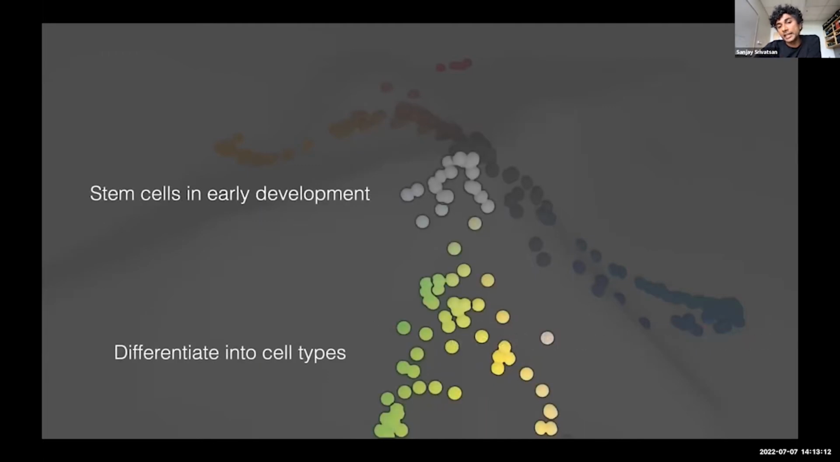And from this kind of data, we also make inferences. So for example, if we were to see these gray cells, green cells, and yellow cells, we may make the inference that the gray cells are early in development, they're stem cells, and that they differentiate into these two different kinds of cell types, the green cell type and the yellow cell type.